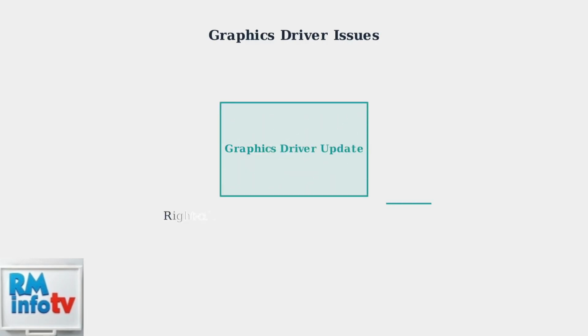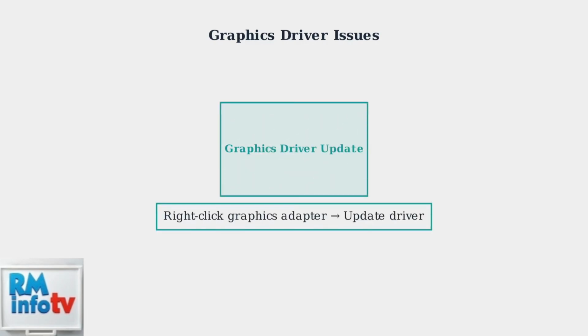Graphics drivers are critical for proper display communication. Outdated or corrupted drivers frequently cause flickering issues. Start by updating your graphics drivers to the latest version. If updating doesn't work, try completely uninstalling and reinstalling the graphics drivers. This removes any corrupted files that might be causing display issues.